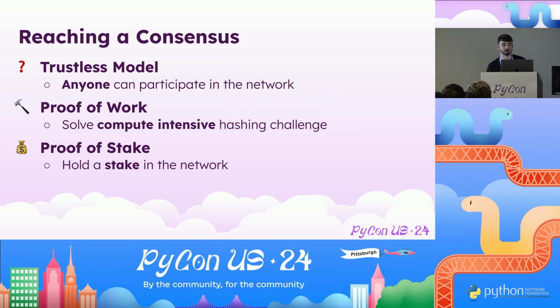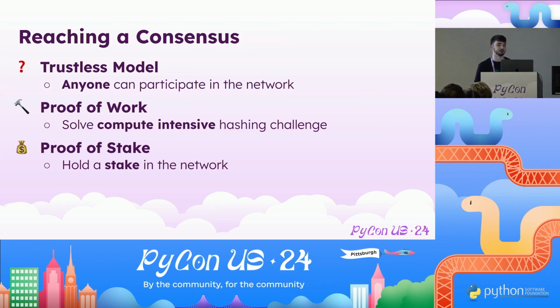So the key here is not just that we have a bunch of nodes running software, right? It's the fact that they're all agreeing on what the state of that software is, right? What the state of that ledger, the state of the blockchain. And so the key with blockchains is that we have a trustless model.